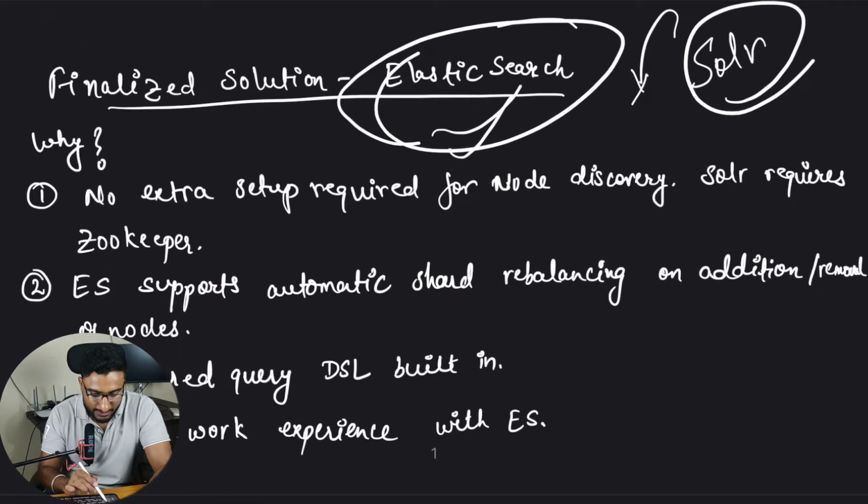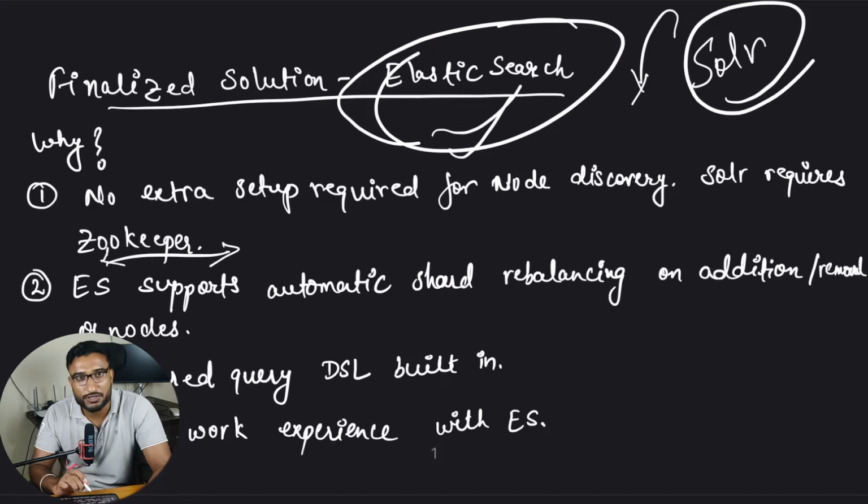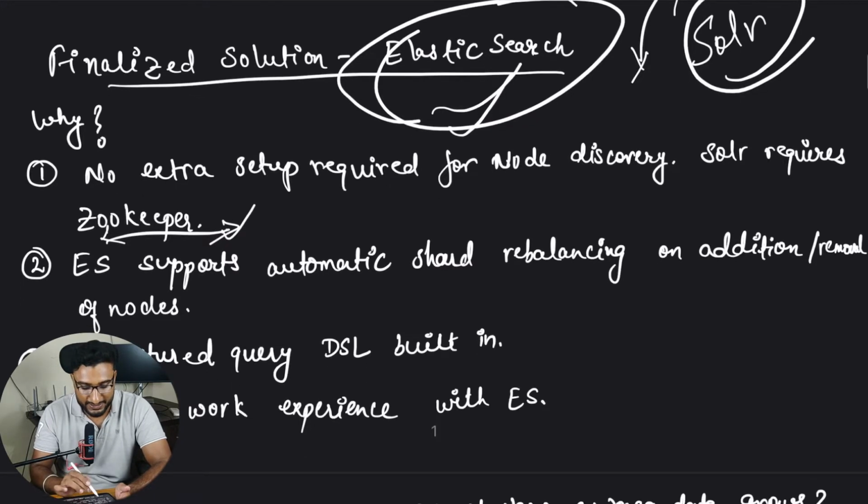One reason is you have to configure Zookeeper. Zookeeper is used for node coordination of all the nodes in the cluster, let's say an Elasticsearch cluster or a Solr cluster. For managing these nodes, Elasticsearch is self-managed, so there is no extra setup required, but Solr setup requires Zookeeper. So Elasticsearch wins our case here.